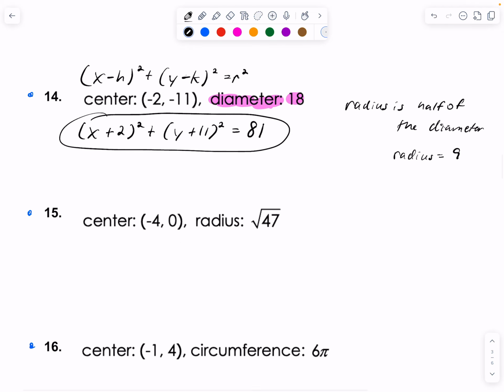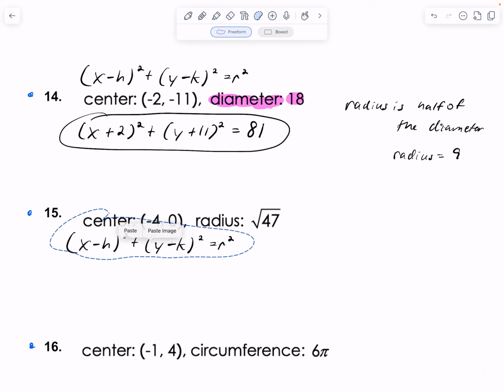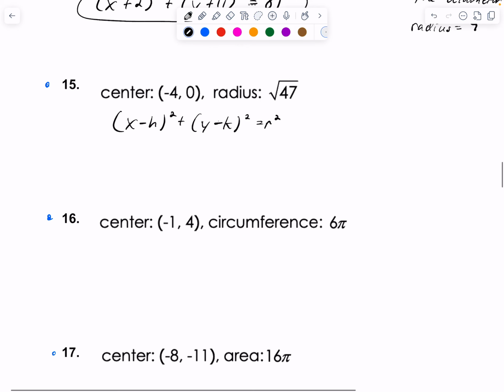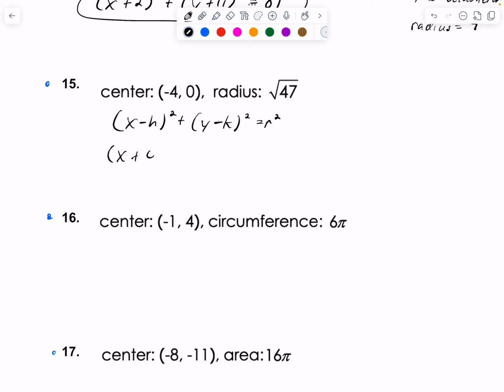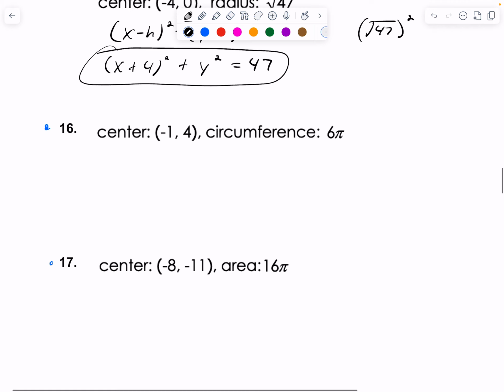Again, when you're doing these questions, get in the habit of writing down that equation every time. So here is my equation for the circle. I'm going to plug in my center, so x plus 4 squared. We talked about this earlier on one of our graphing ones. If you have 0 for your x or your y, you don't need to write y minus 0 or y plus 0. Just write y squared. And my radius is the square root of 47. But I do want to square that, right, to get radius squared. And when you square that square root, the radical symbol is going to go away. So it's just equal to 47.